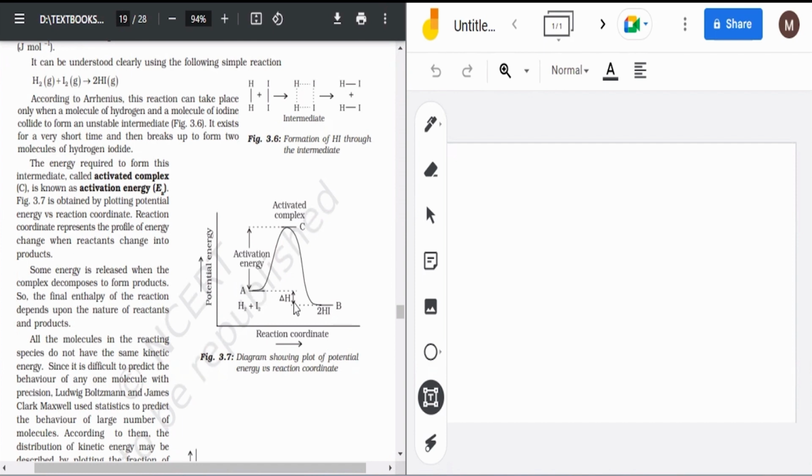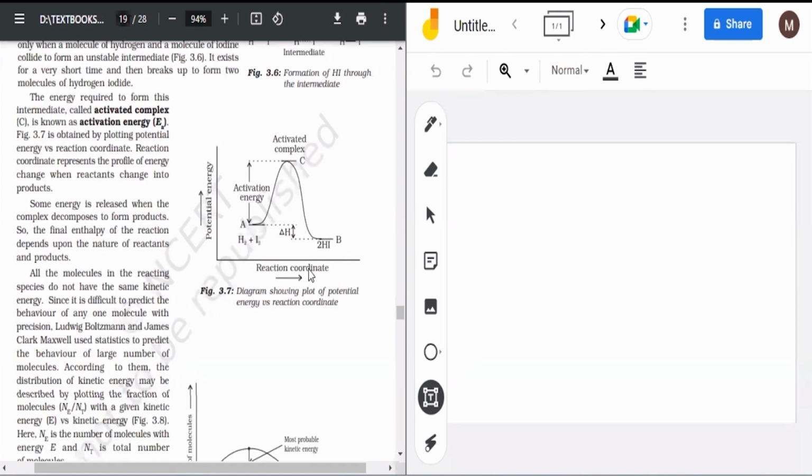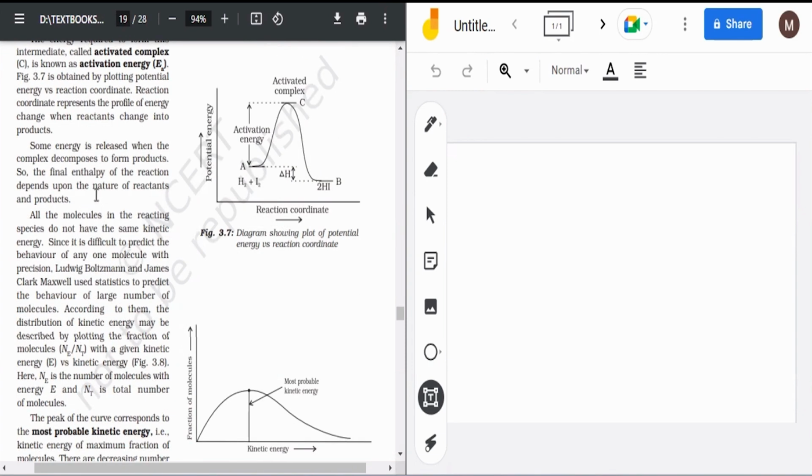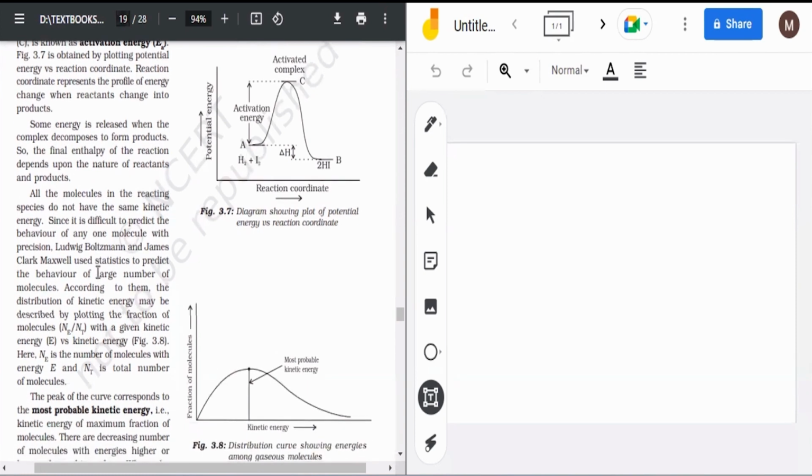Okay, so this is the case here, and delta H is the required difference in energies. On this axis, we take the reaction coordinate, and here we take the potential energy. Then some energy is released when the complex decomposes to form products and all. So the final enthalpy of the reaction depends upon the nature of reactants and products. This thing is okay.